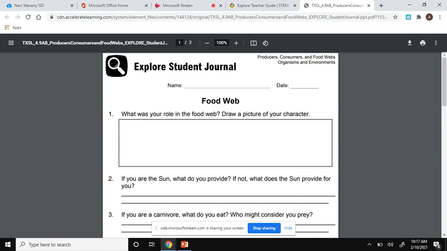I will have this attached so you can see this, and I will have the PowerPoint attached too, so you know which class you are part of for the homeroom and what animal you represent, or a sun or a plant. If you have any questions, please message me in Teams.